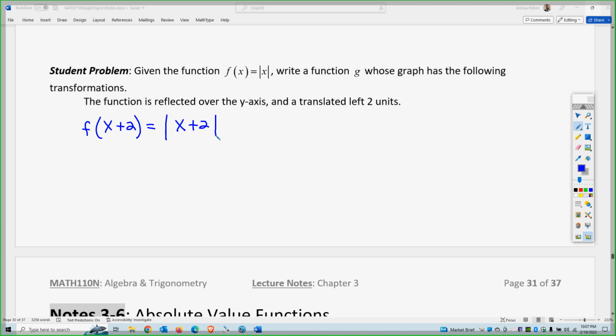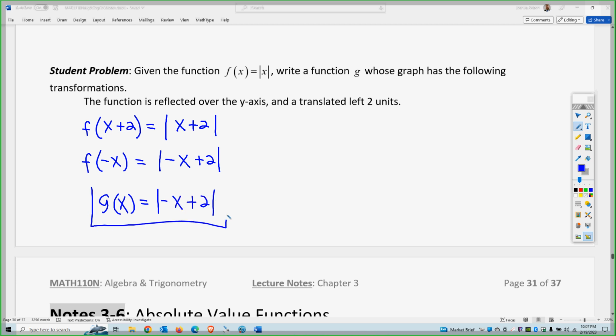So reflecting over the y-axis comes second, which means I'm changing the x value, so that's f of negative x. Right? Because if I change my x, I go over the y. So that gives the absolute value of negative x plus 2. So my new g of x function is the absolute value of negative x plus 2. Okay? That is the end of part 4.